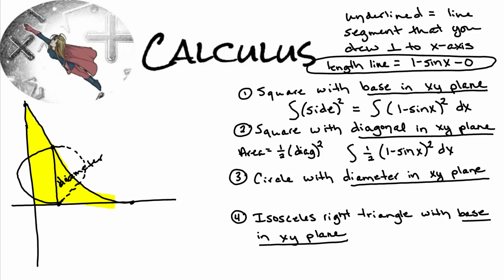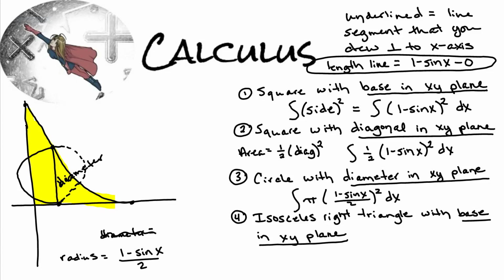Well, you know the area of a circle, it's pi r squared. So if the diameter is, I'll write it over here, if the diameter is 1 minus the sine of x, then the radius would just be divided by 2. So then the area of that circle, we'll stick it next to the integral, and the area would be pi times the radius, 1 minus the sine of x over 2 squared dx.